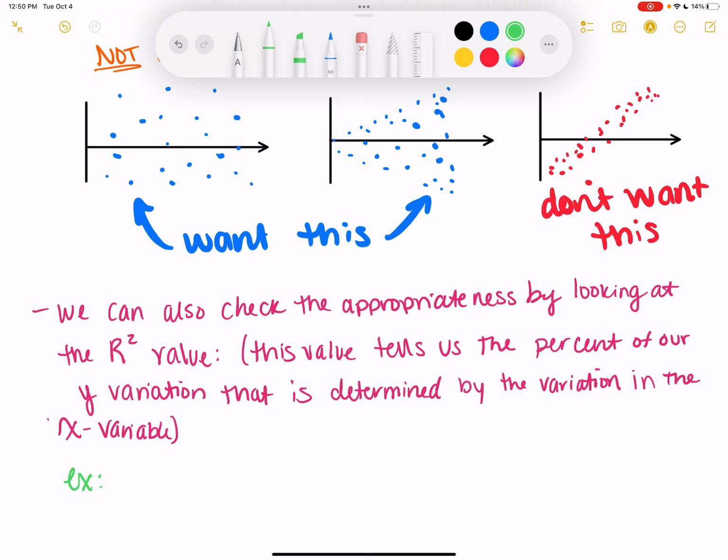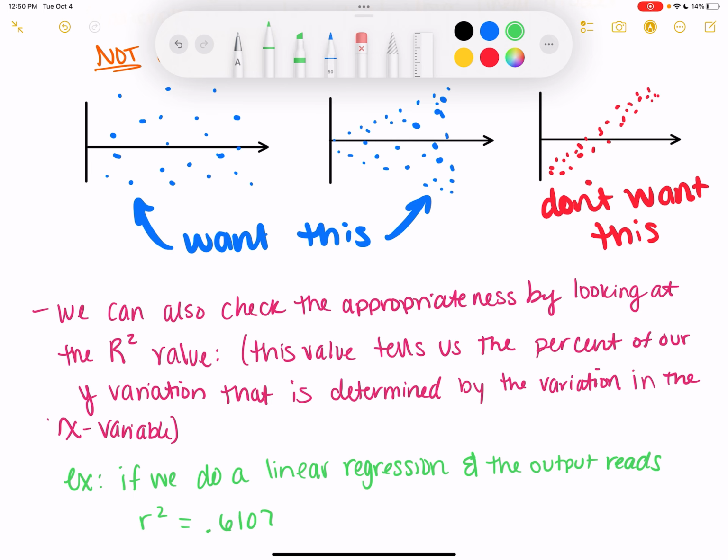So for example, if we do a linear regression, so that's when you get out the equation and it gives you your A, your B, your R, and then it'll give you R squared. I think we fixed our calculator, so it did that the other day. And the output reads R squared is equal to 0.6107.